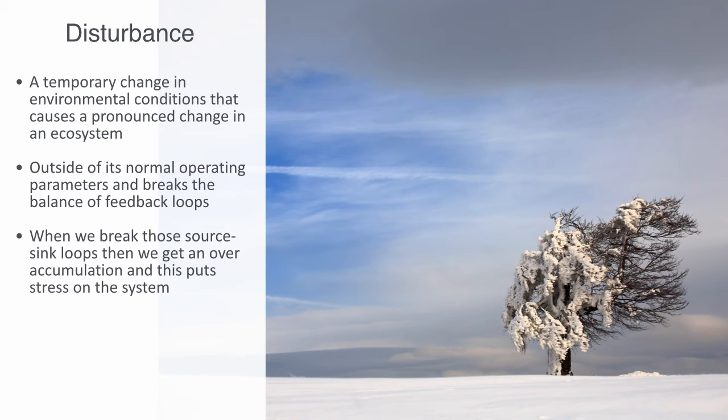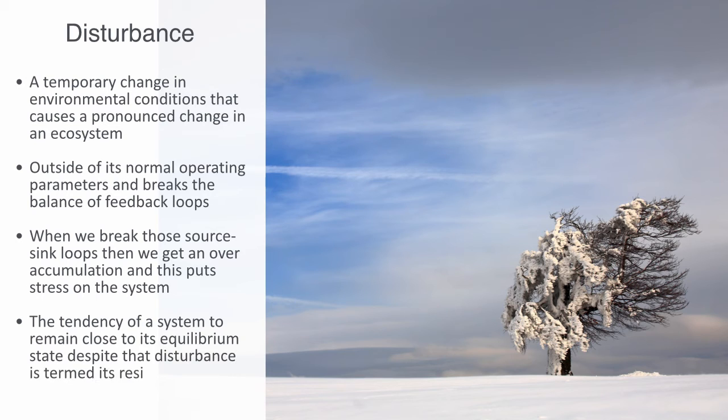When an ecosystem is subject to some sort of stress or perturbation, it responds by moving away from its initial state, moving towards the limits of its homeostatic parameters. The tendency of a system to remain close to its equilibrium state, despite the disturbance, is termed its resistance. On the other hand, the speed with which it returns to its initial state after disturbance is called its resilience. We will be discussing ecosystems resilience in a future model, so we will move on for now.